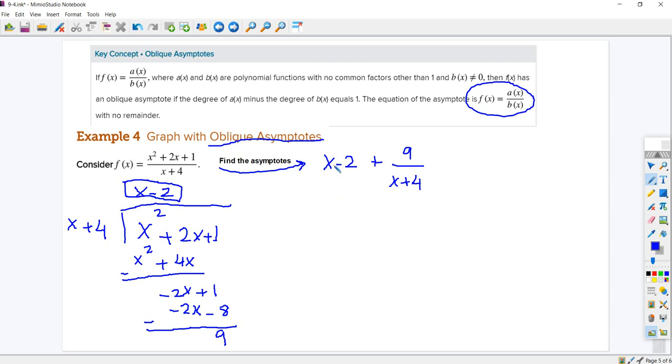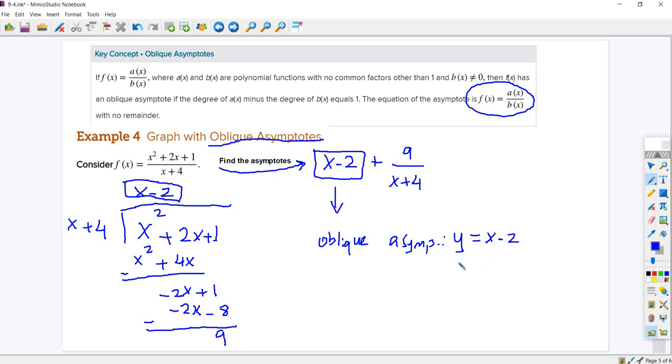Okay, and now you see this quotient here, x minus 2. This will be your oblique asymptote. So the oblique asymptote, that's a weird name by the way, will be just y is equal to x minus 2. That's it. Alright, we just get it.